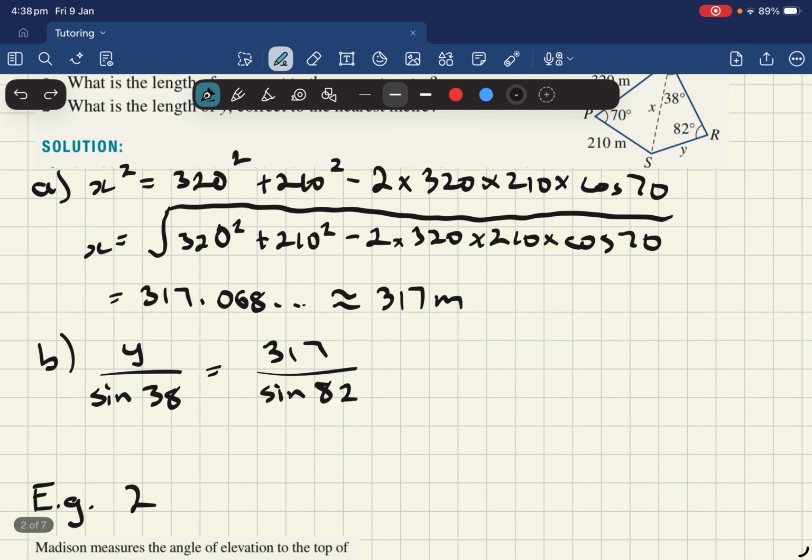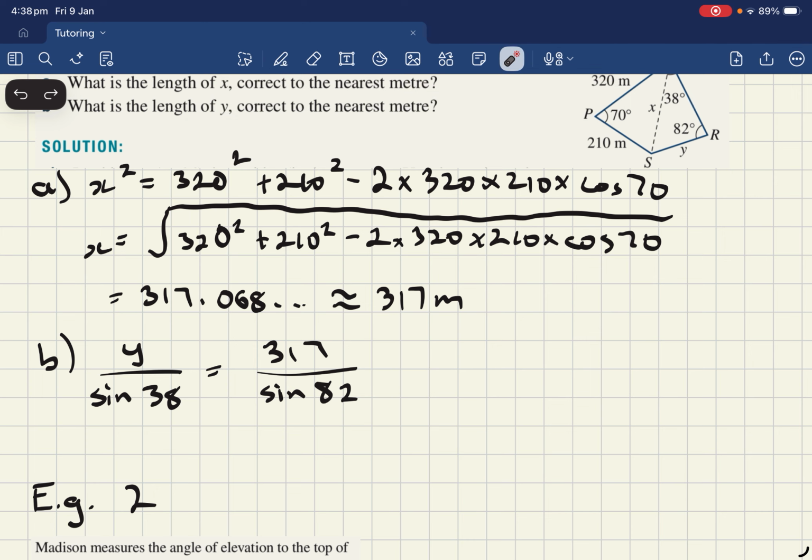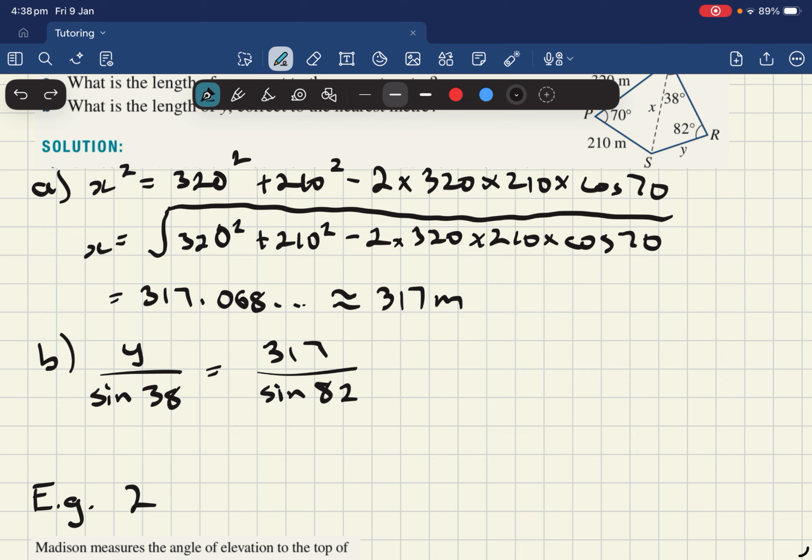Now that we have our equation, we can rearrange it. To get y on its own, we're going to multiply by sine 38 to get it to the other side. So we can say that y is going to be 317 over sine of 82 multiplied by sine of 38.